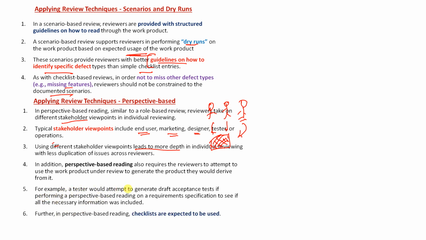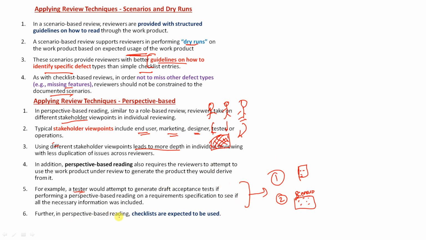For example, a tester would attempt to generate a draft acceptance test while performing perspective based reading on a requirement specification, to see if all necessary information is included. So from a tester's perspective, he will check whether all the necessary information is there. That is the first perspective. If it is a customer perspective, he will expect the output and think about what kind of scenario he wants. So here he thinks about the document, and there he thinks about the scenario. It keeps changing from perspective to perspective.